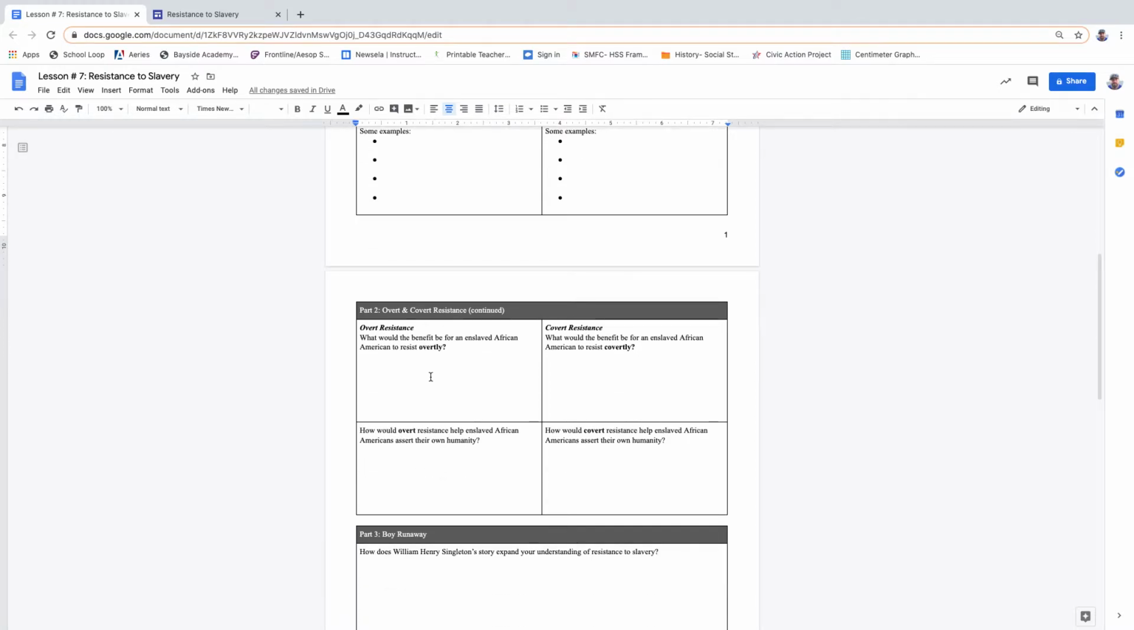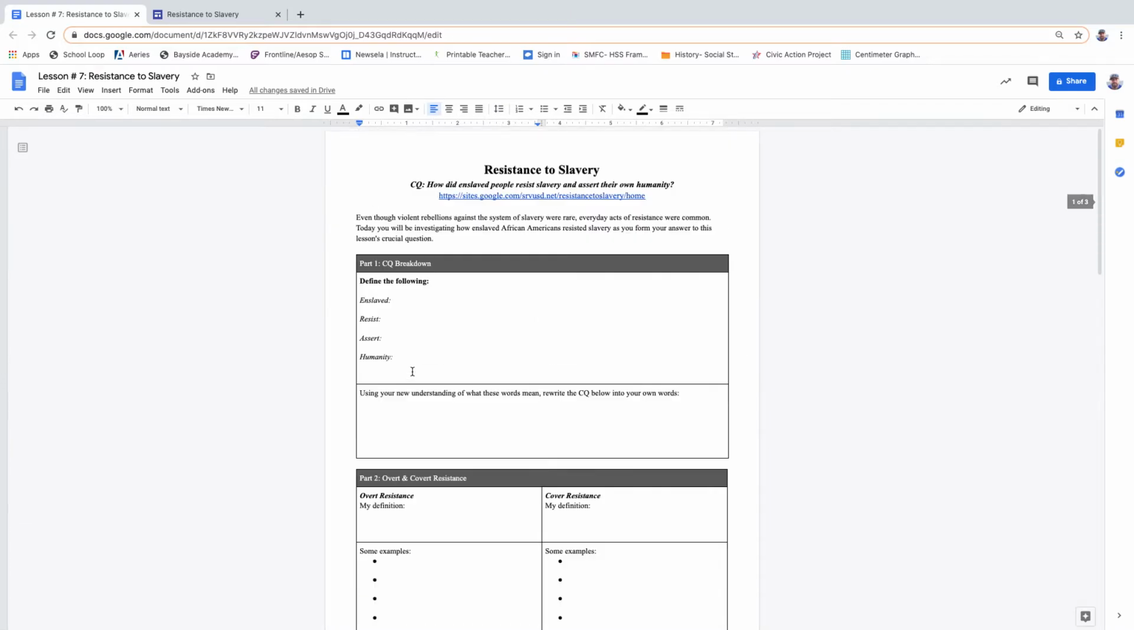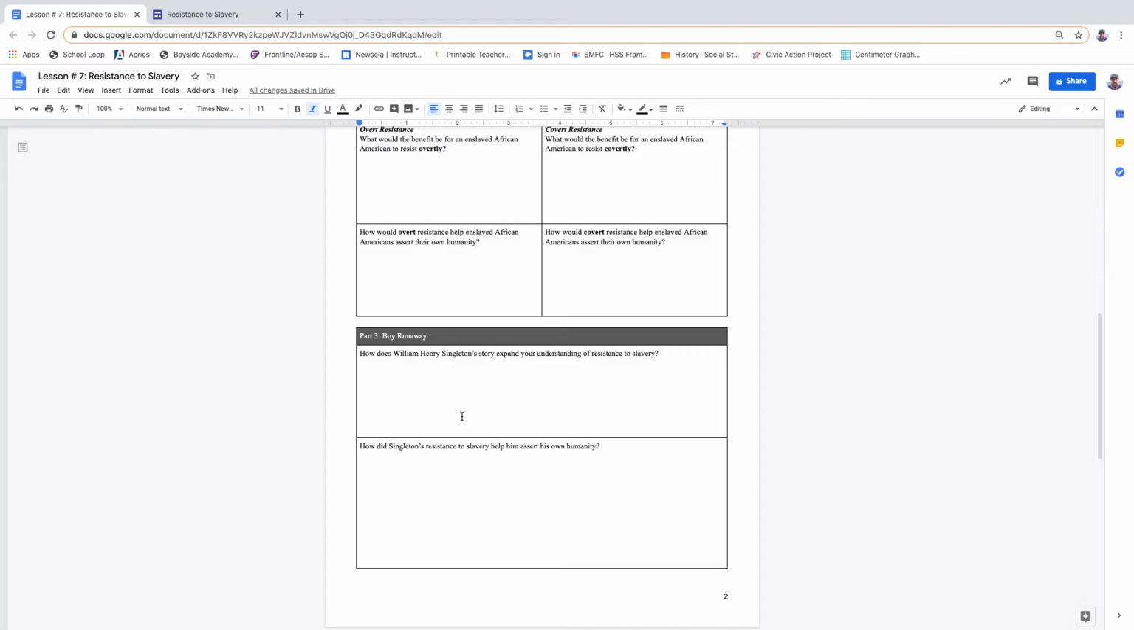Now we're going to continue. This is still part 2. Overt resistance: what would be the benefit of an enslaved African American to resist overtly? And the next question is, what would be the benefit for an enslaved African American to resist covertly? You're going to give me one benefit for here and one benefit for here. Now, how would overt resistance help enslaved African Americans assert their own humanity? If you notice, this term right here, assert, is a term that you already defined, so you should understand what that means very easily. And again, you'll do the same thing with covert.